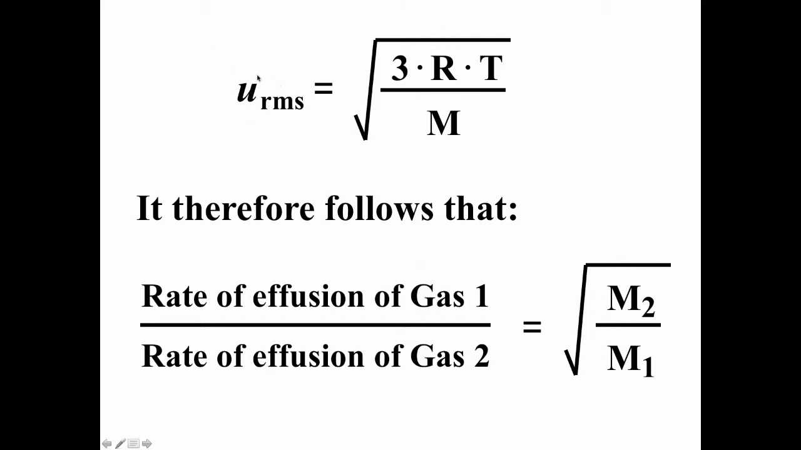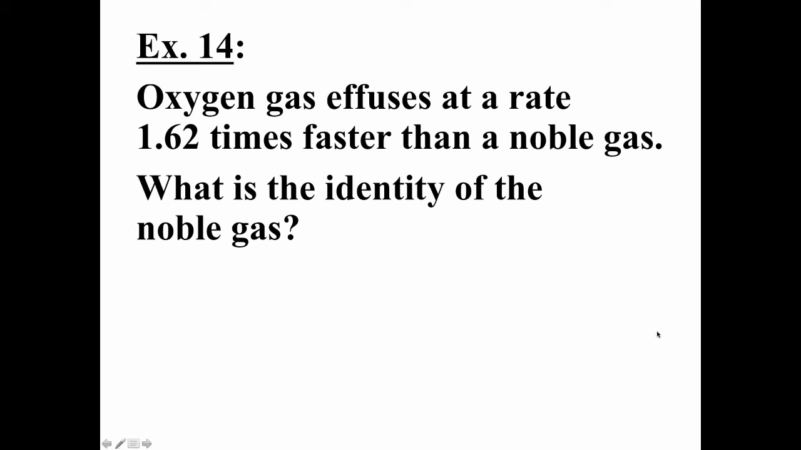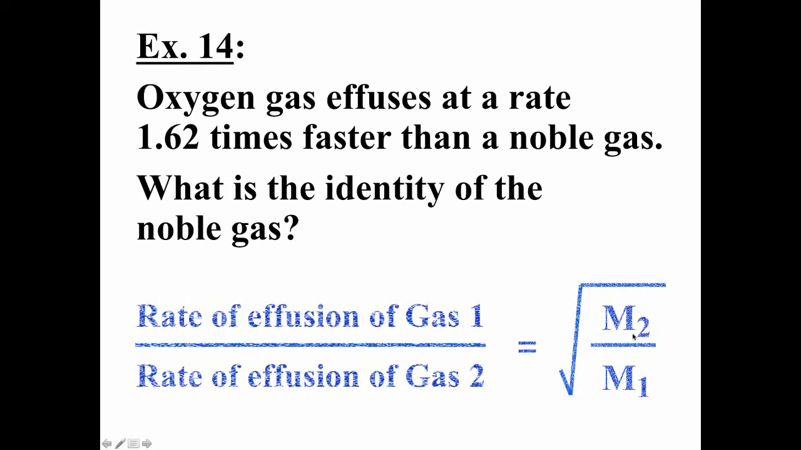And note, rate of effusion here is going to be determined by the root mean square speed of gas 1, and the rate of effusion of gas 2 will be determined by the root mean square speed of gas 2. So let's use this in a problem to determine an identity of a gas from effusion data, and we're going to get that via molar mass.